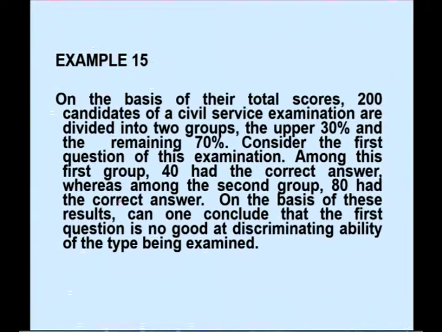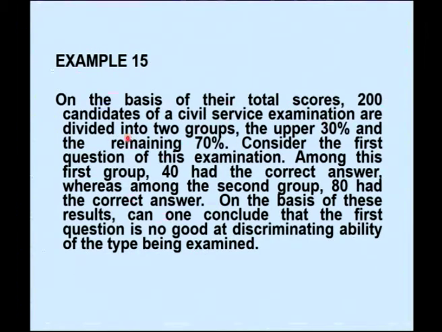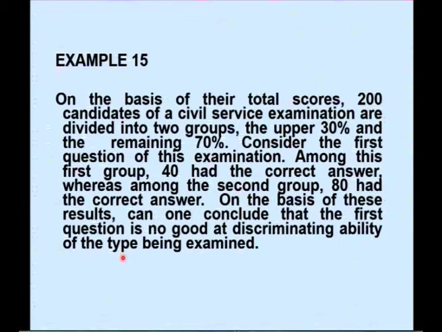On the basis of the total scores, 200 candidates of a civil service examination are divided into two groups, the upper 30% and the remaining 70%. That is, the top ranking 30 people out of 100 have been ranked as the upper group and the remaining as 70%. Consider the first question of this examination. Among this first group, 40 had the correct answers, whereas among the second group, 80 had the correct answer. On the basis of these results, can one conclude that the first question is no good at discriminating ability of the type being examined?